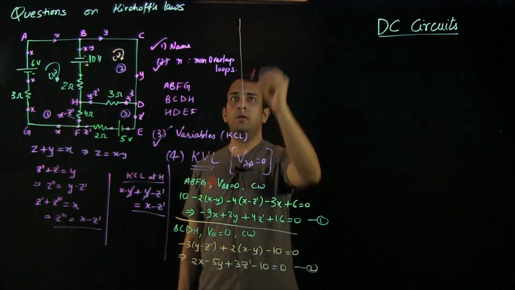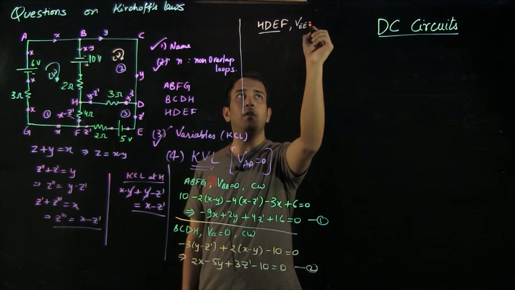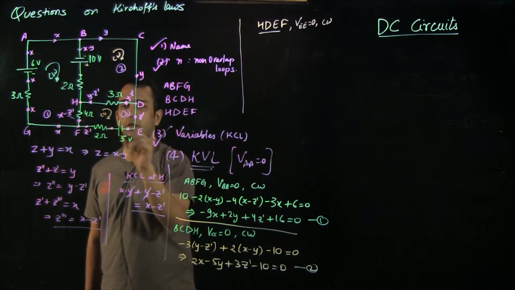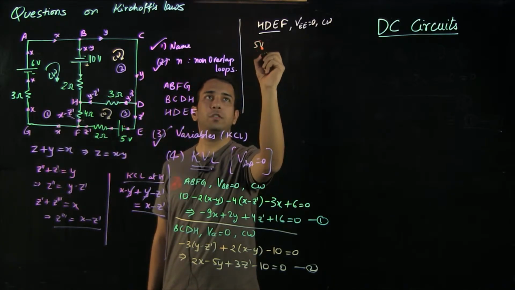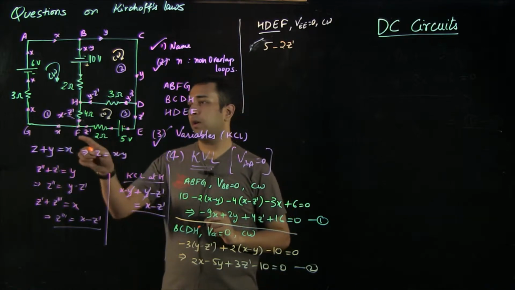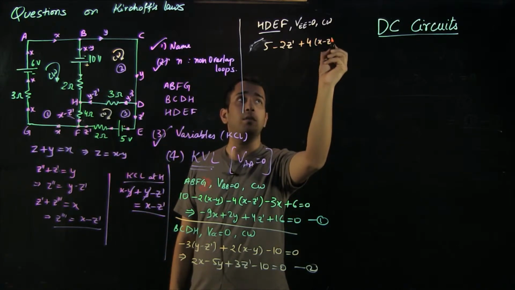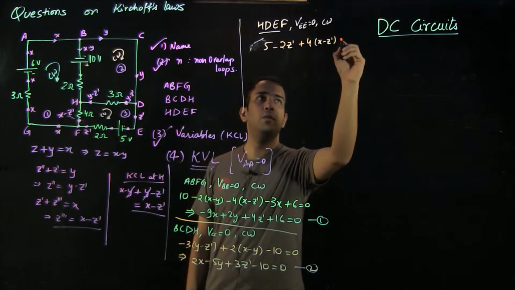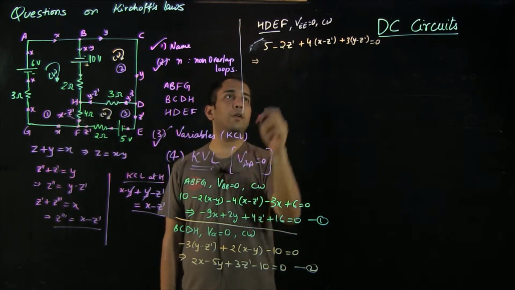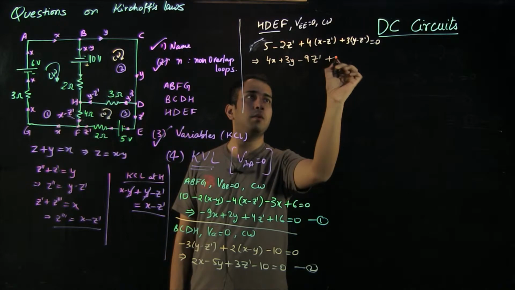Now for the third loop, which is H, D, E, F. Let's say the sum of voltages equals 0 and go in a clockwise direction. From E to F, first we encounter the negative end of the battery, 5 volts, so a gain of 5. Then we are moving in the same direction as the current, so 2z dash. Then from F to H we are moving opposite to the current, so that is a gain of x minus z dash. And from H to D again we are moving opposite to the current, so it's 3 into y minus z dash equal to 0. So this gives us the third equation, which is 4x plus 3y minus 9z dash plus 5 equal to 0.